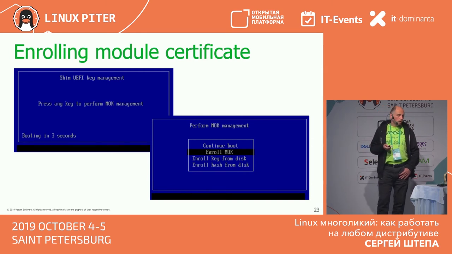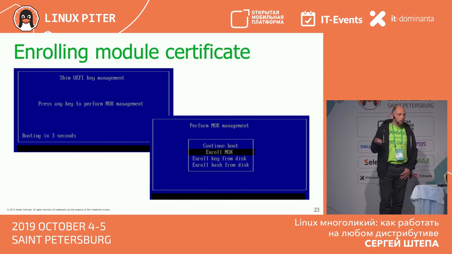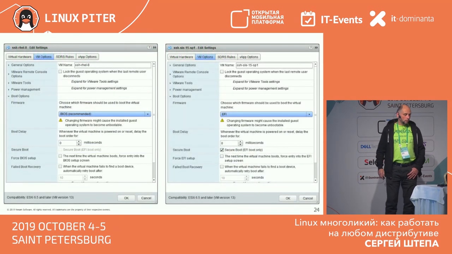They ask the administrator to allow the uploading of the certificate. So adding a certificate requires the physical access of the administrator to the system. If the machine is located in the cloud or in a remote server room, there is only access inside the network. It will not be possible to add the certificate there.